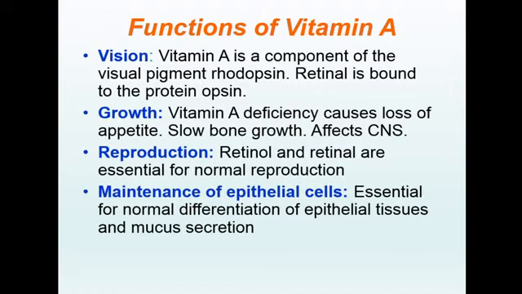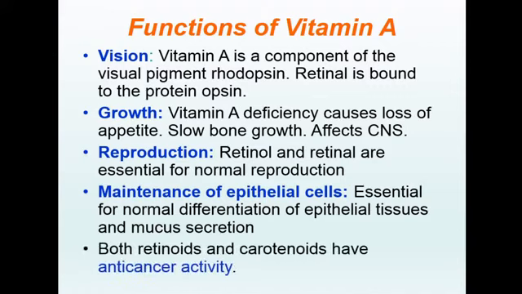It is necessary for the normal function and, first of all, normal proliferation and differentiation of epithelial cells in the lung, in the gastrointestinal tract, in the genitourinary tract, and this vitamin is also necessary for mucus secretion. And one more very important function of retinoids and carotenoids, first of all retinoic acid and beta-carotenes: they have very important anti-cancer activity because they are antioxidants. These are the main functions of this vitamin.